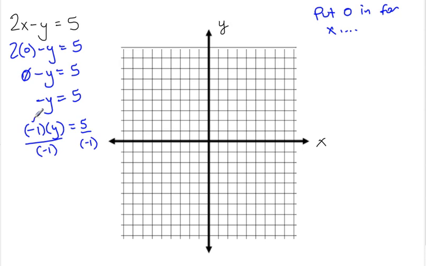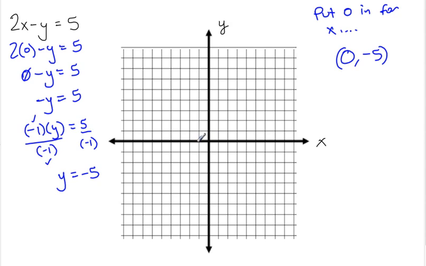So we know that these cancel out. Negative 1 divided by negative 1 is gone. And what do I get? I get y equals 5 divided by negative 1. 5 divided by negative 1 is negative 5. So the point that I ended up with is 0, negative 5. When I put 0 in for x, I ended up with 0, negative 5.